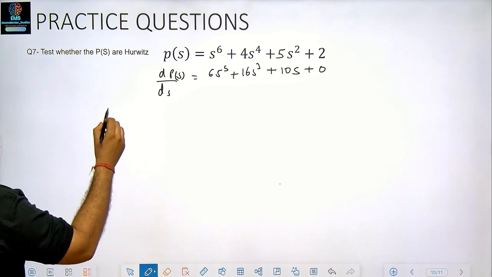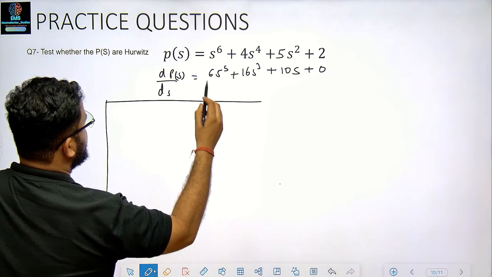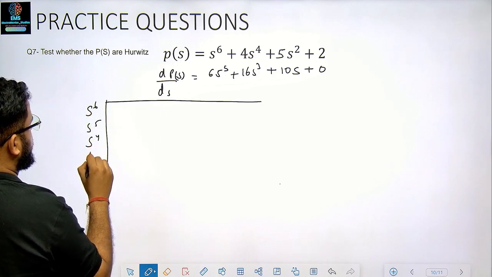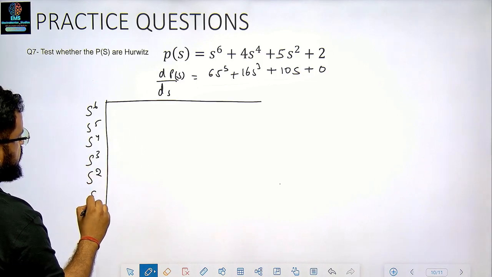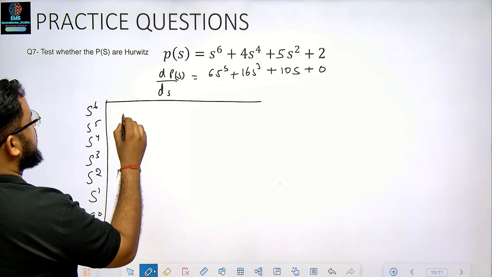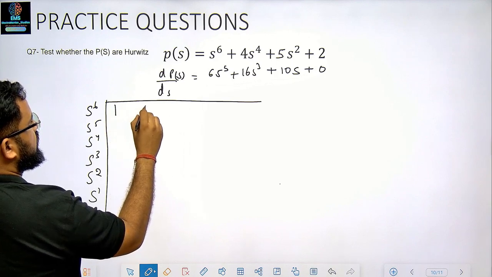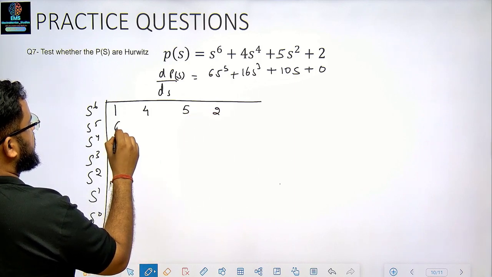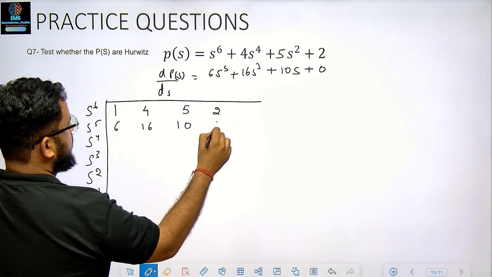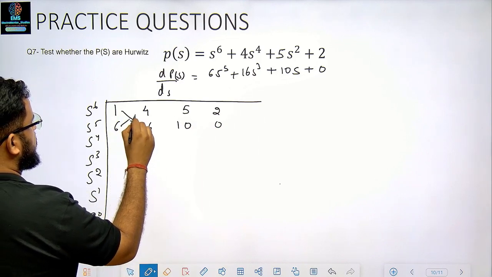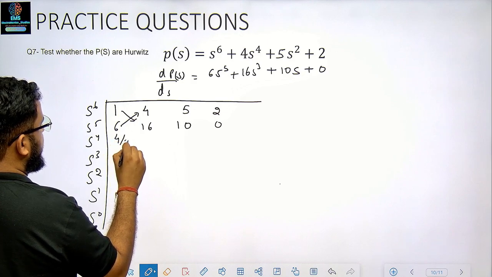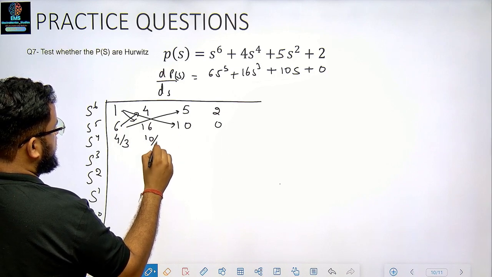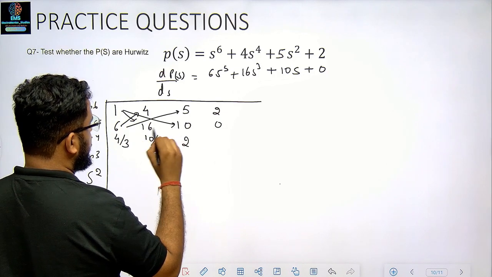So now I've got all the terms. Let us just create a Hurwitz table. So we have got S6, S5, S4, S3, S2, S1, S0. S6 will be your 1, 4, 5, 2. Then we have got 6, 16, 10, and 0. So 1 into 16 minus this will give me 4 by 3. 1 into 5 minus this will give me 10 by 3, and this term will be 2.